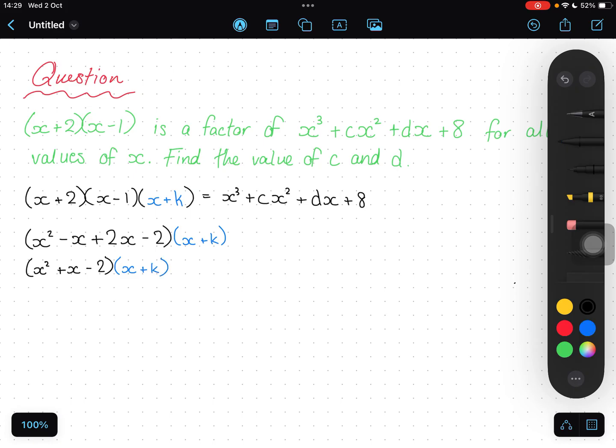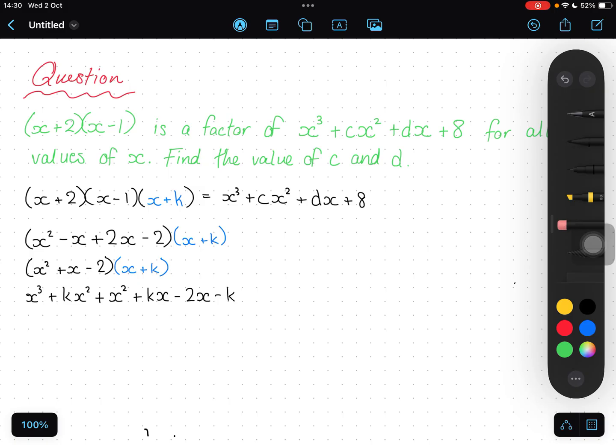So let's multiply this out so that we get x cubed plus k x squared plus x squared plus k x minus 2x minus k.